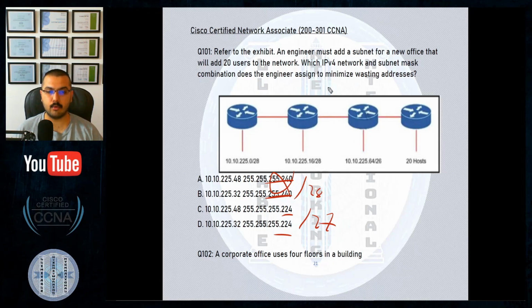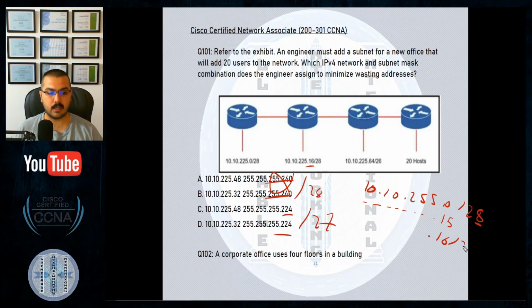Let me tell you something. To minimize wasting addresses, and to really hit, like there is an Arabic quote that says, hit two birds with one single rock. How to do that? This network is 10.10.225.0/28 with the increment of 16. This one will end with .15. Okay, so the next one should be .16, and there it is.